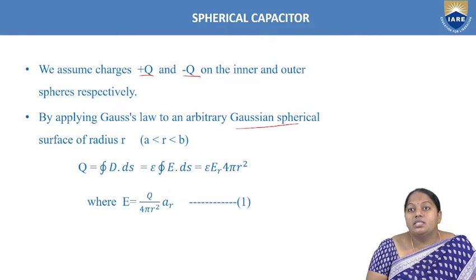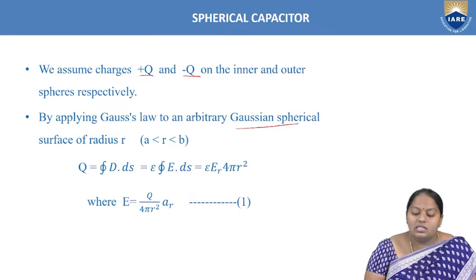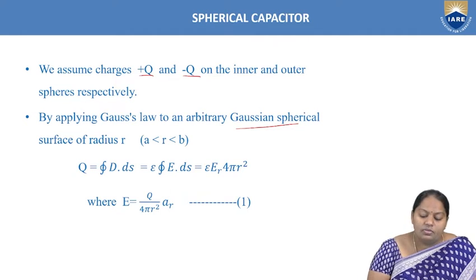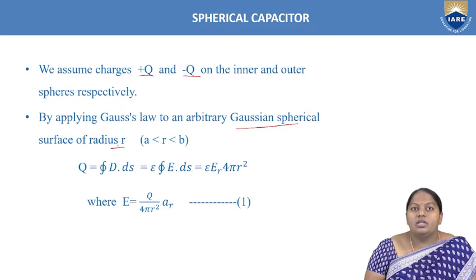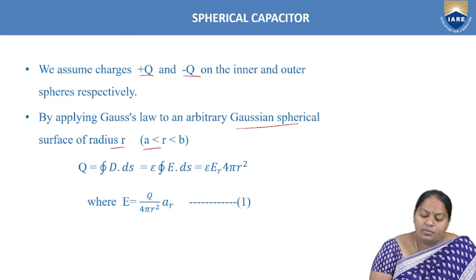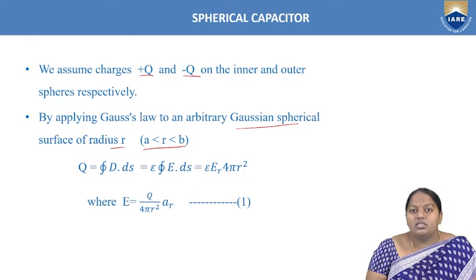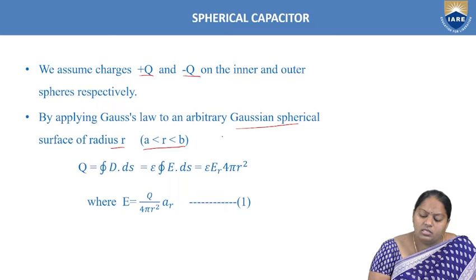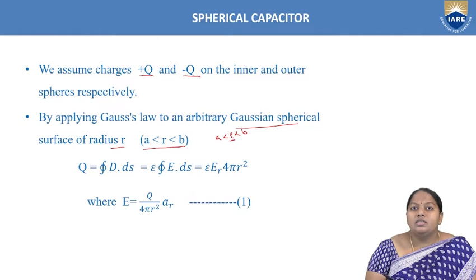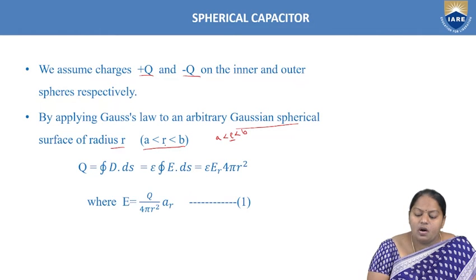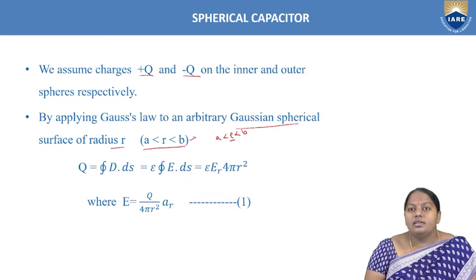Previously we considered an arbitrary cylindrical Gaussian surface, because there we considered a cylindrical type capacitor. Now it is a spherical capacitor. So by applying Gauss law to an arbitrary Gaussian spherical surface of radius r, we draw a sphere with radius r, and this radius ranges from a to b, with the condition a is less than r is less than b. Previously for the cylindrical type we considered a is less than rho is less than b, where rho is the radius of that cylindrical cable, hence the notation rho. Now r is the radius of these spheres, hence the range is a less than r less than b.